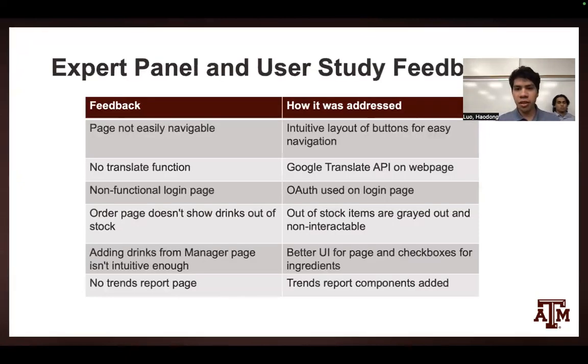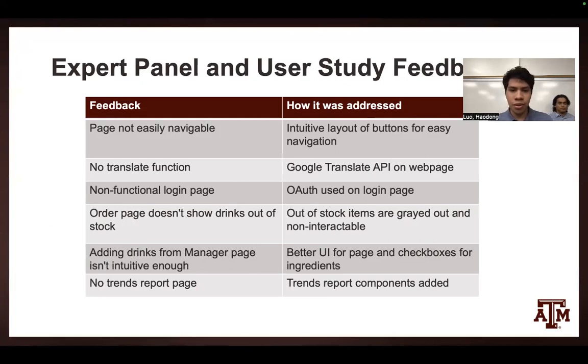So we received some feedback from our user studies and our expert panel. Some of the feedback was that our page was not easily navigable. So we made our layout more intuitive and added more buttons for people to navigate our web page more easily. We also got feedback that we had no translate function, so we implemented our Google Translate API.